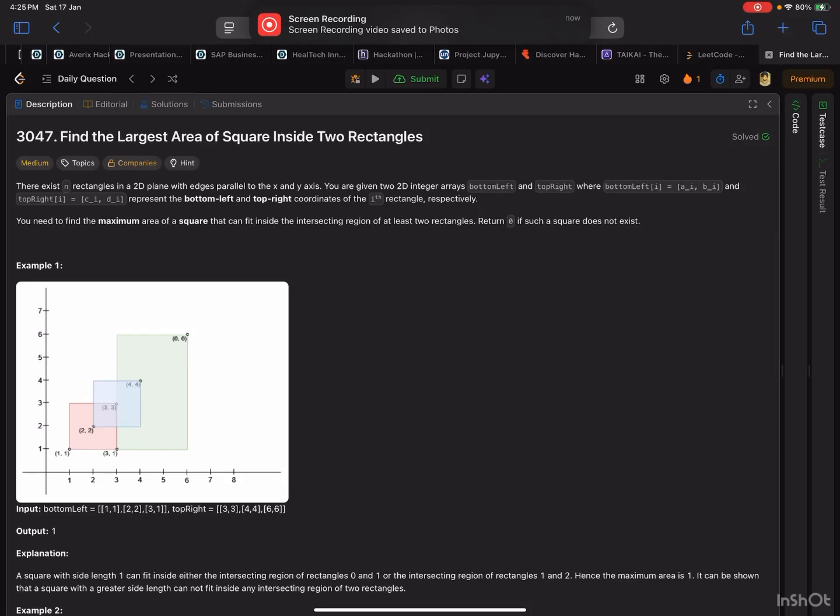Good. And today we are going to discuss another problem of the day of LeetCode, that is, find the largest area of square inside a rectangle. So first of all, let's read the question and see what it says.